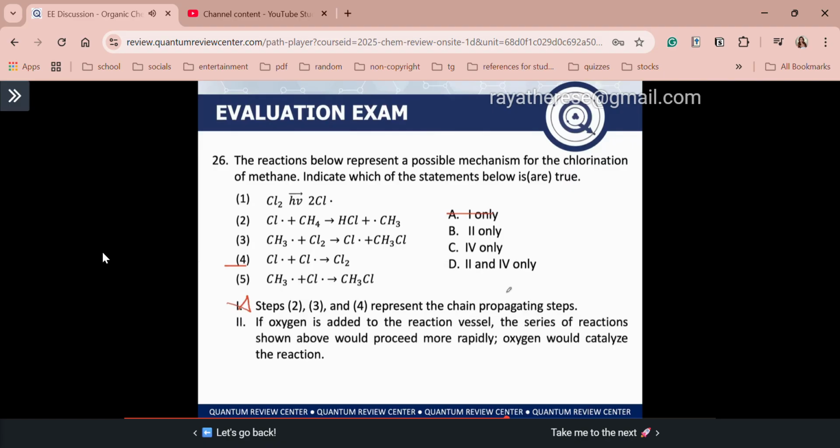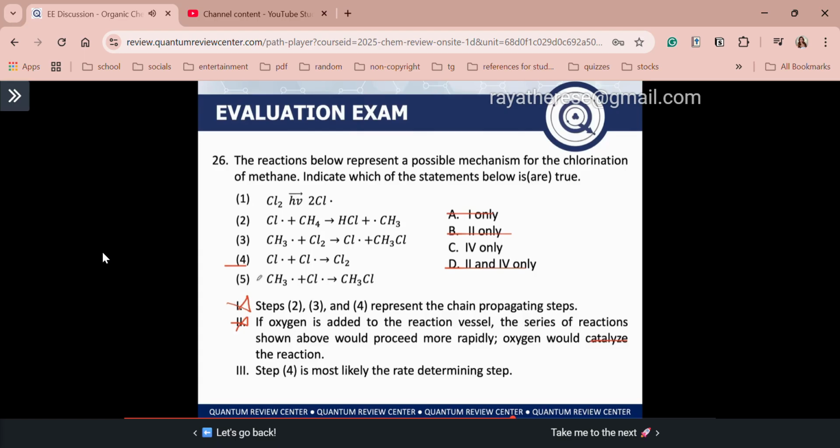Next, if oxygen is added to the reaction vessel, the series of reactions shown above would proceed more rapidly. Oxygen would catalyze the reaction. Class, actually, the mechanism is the polar opposite. Our second statement is, again, false. Oxygen will actually inhibit it. It will not catalyze the reaction, because in our halogenation, it will react with your free radicals to form stable peroxy radicals, thereby slowing down the propagation step. Remember, oxygen will not catalyze, but it will inhibit your free radical halogenation.